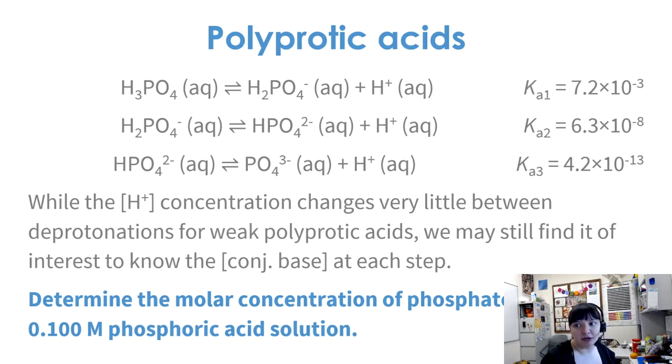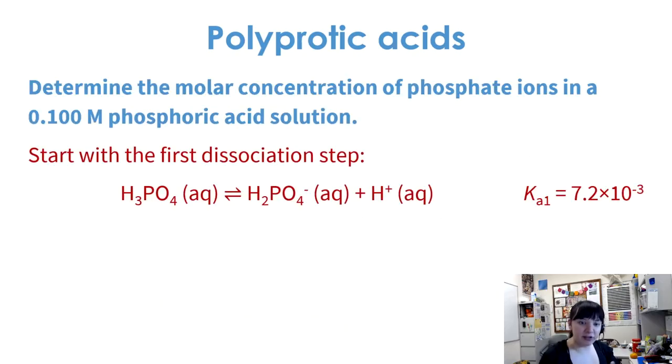I have here the actual Ka constant values. As you can see, each one gets a little bit smaller, and so we can use these to again determine this concentration of phosphate for the solution. So let's go ahead and do that right here. I start by first looking at that first dissociation step. Because I'm starting with a 0.100 molar solution of phosphoric acid, that is the H3PO4.